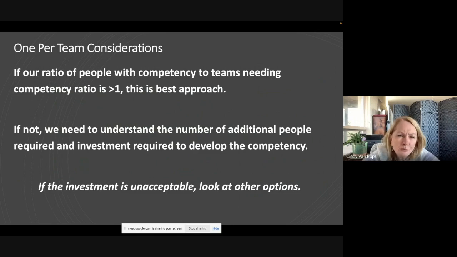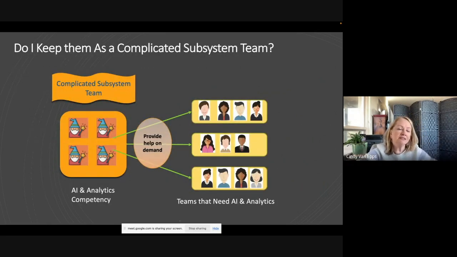But if not, which is more common, especially when starting something new like AI, we have to understand how many would we need? What's the investment required to develop it? If that investment is unacceptable, let's see what else we could do. What do the Team Topologies guys say? Well, they say you could keep those wizards together and call that a complicated subsystem team. Thermal analytics, yes, complicated subsystem team, right? Information security, maybe I have enough to assign one to each team.